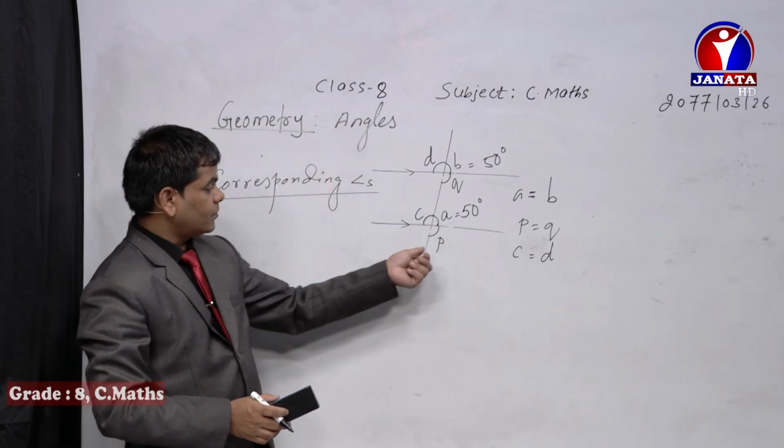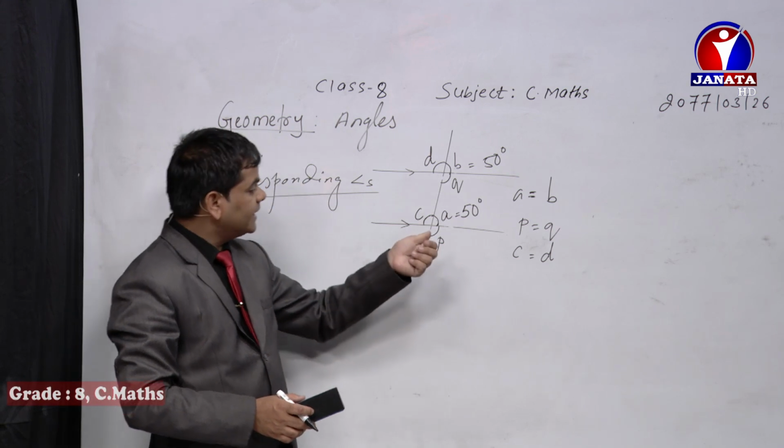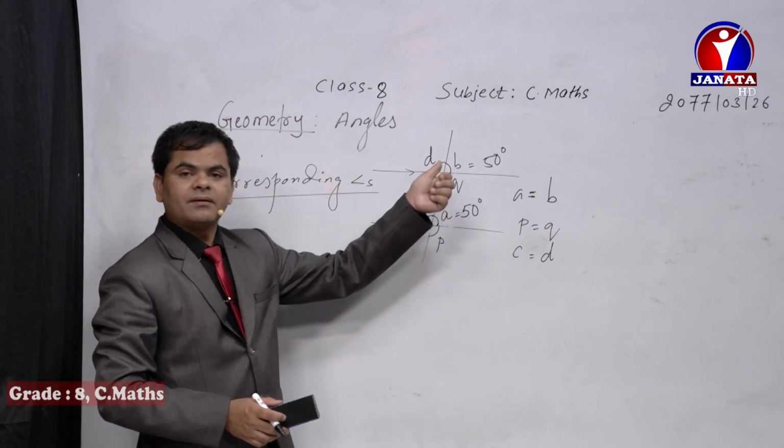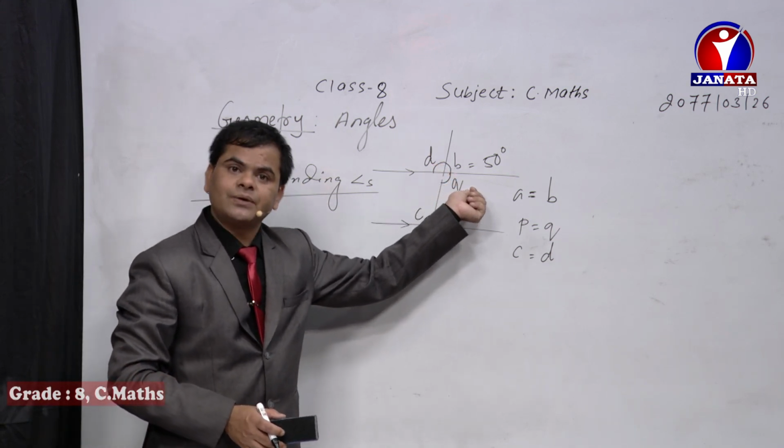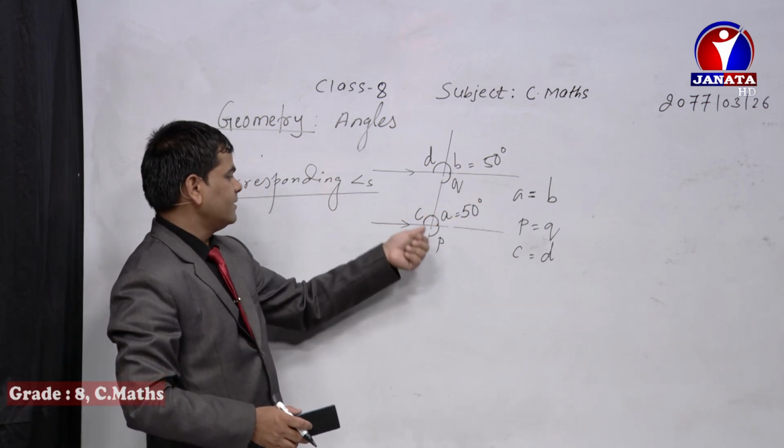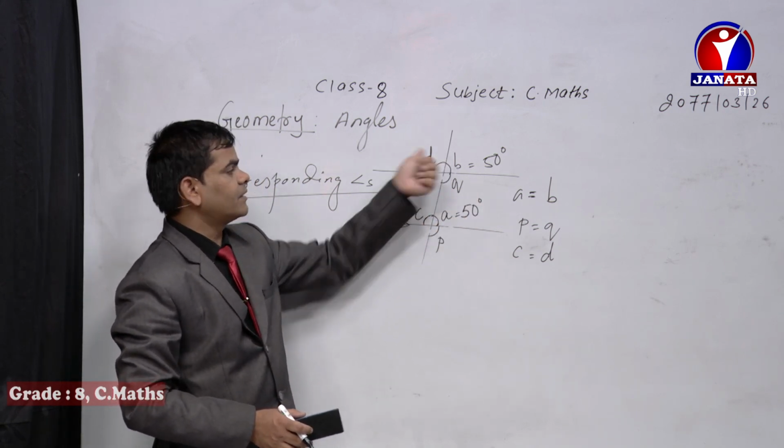So whatever the measure of degree in P will be the measure of degree in Q as well. And similarly, whatever C's value is, it will be equal to D.